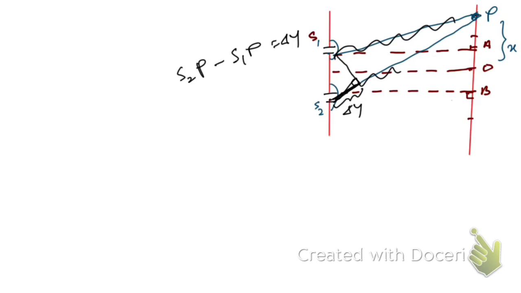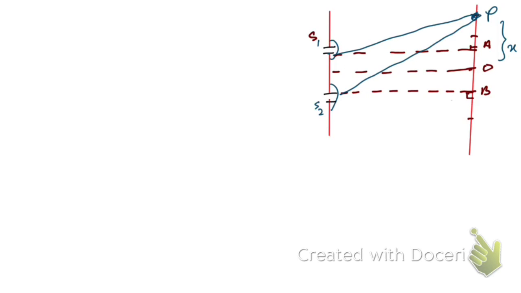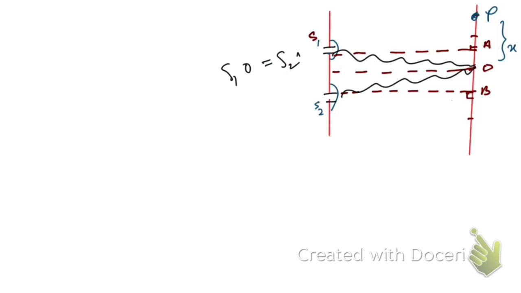But the light waves traveling to the point O, these two waves that meet at O, have zero path difference. Here S1O is equal to S2O, right? So hope you have understood this. Let me consider this distance is small d, this distance is capital D, and P is at a distance of x from the O.